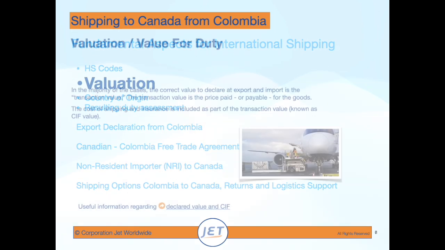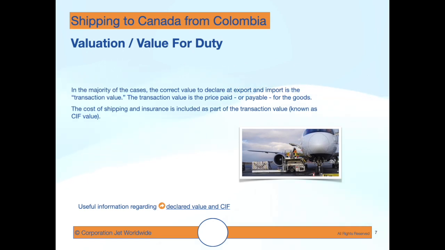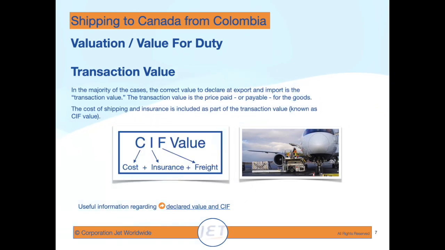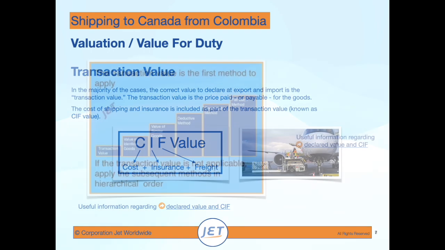Declaring a value. In the majority of cases, the correct value to declare at export and import is the transaction value. Transaction value is simply the price paid or payable for the goods. Canadian Customs, CBSA, considers a value for duty to be the cost of goods plus shipping and insurance, known as the CIF value. Cost, insurance, freight. Best to specify these three costs on your invoice. If the transaction price includes shipping and insurance, you should include the term CIF value.